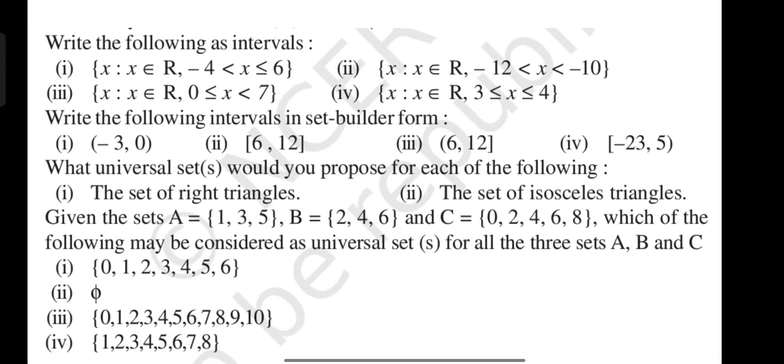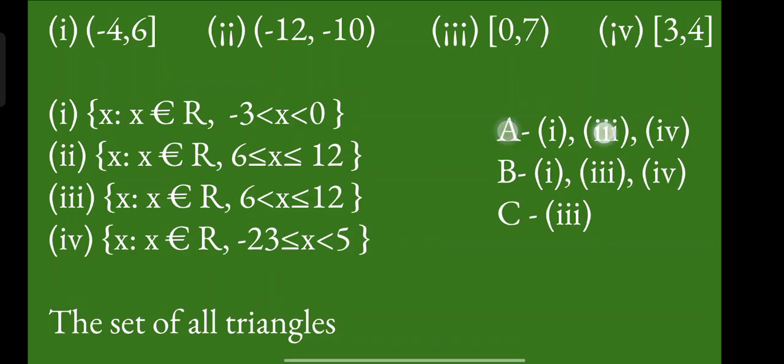Then comes 5. 5 is an empty set, but A, B, C are not empty sets, so we can't write it. Then comes 0 to 10, so there will be A, B and C, so option 3 can be chosen for all of them, and for the fourth one there is 0 missing, so except C, A and B can be included in the fourth one. So universal sets for A, B and C are written here.